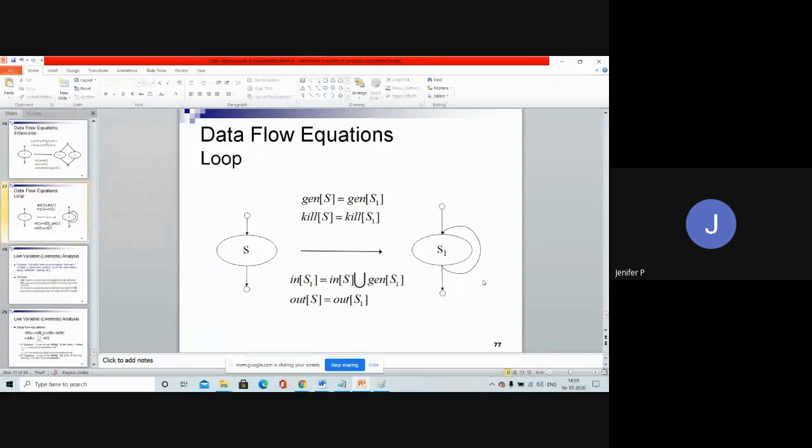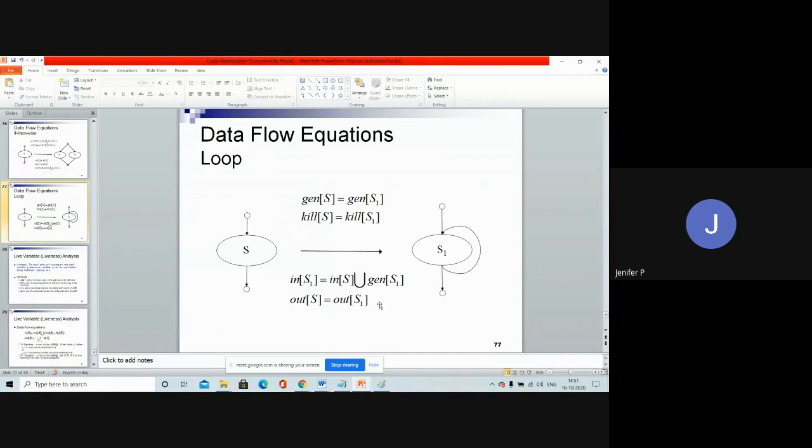And the last one is the data flow equation for the while, that is do while. S1 will be executed, and after that the condition will be checked and it will be repeated again and again. So gen of S is equal to S1 will be generated. When it is killed, S will be killed. And in of S: it is not only in of S, because this is looping, it keeps being generated again and again. Then out of S is equal to out of S1.